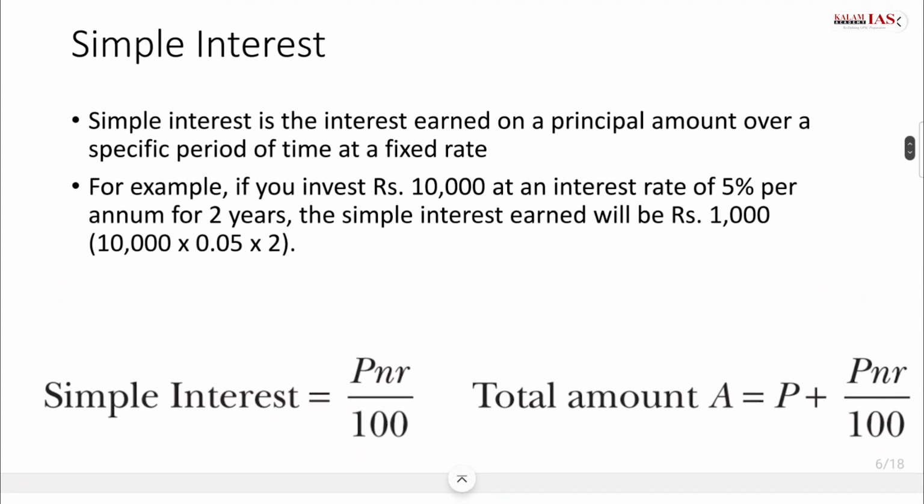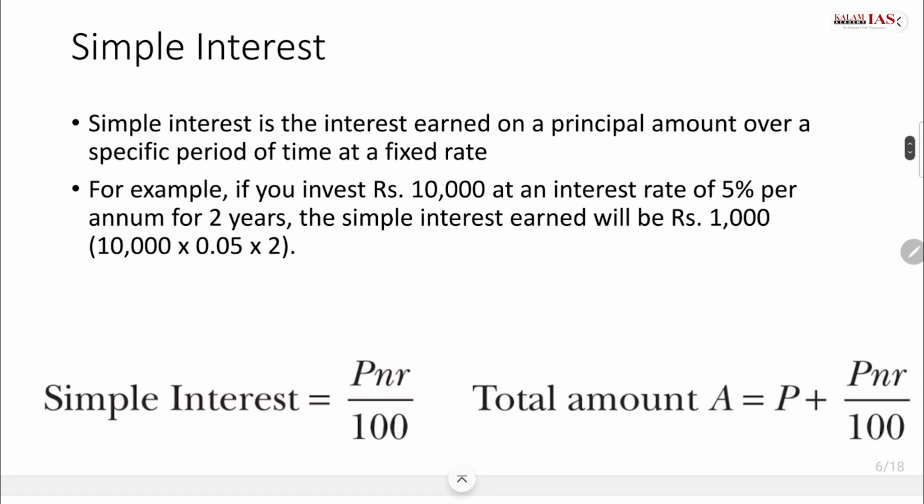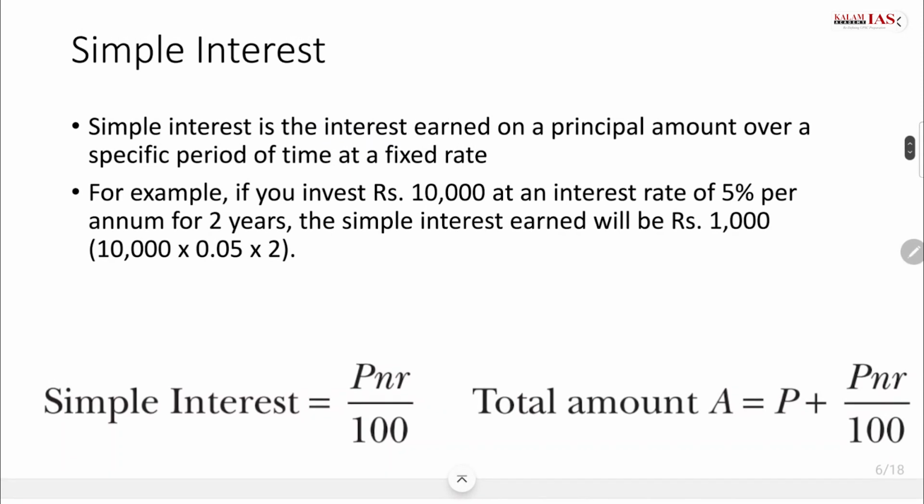simple interest. Interest, as we all know, is the rate at which a person earns money when he or she borrows a fixed amount from another person. Simple interest is the interest earned on a principal amount over a specific period of time at a fixed rate. Now this is very important: the fixed rate.